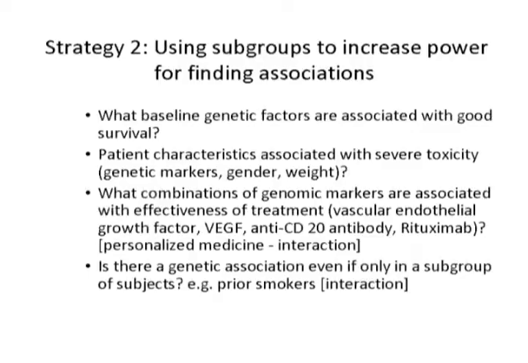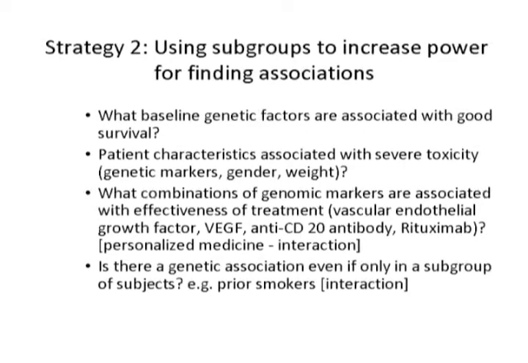The other one, and I'll spend a few more slides here, is one where you say, oh, I know there's a subgroup, let's go for that subgroup first. So these are some examples of associations I might be looking at. I might be interested in genetic associations with survival. I might be interested in severe toxicity markers. Those are main effects, but can I find those main effects? Help me find them by looking for a subgroup effect first.